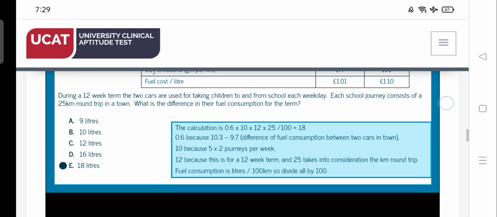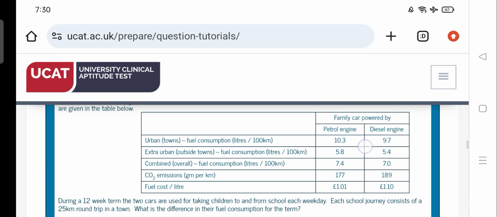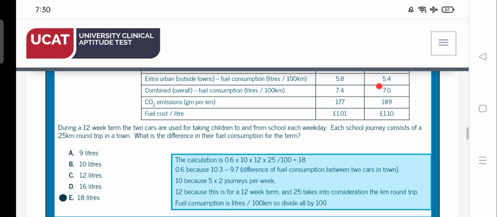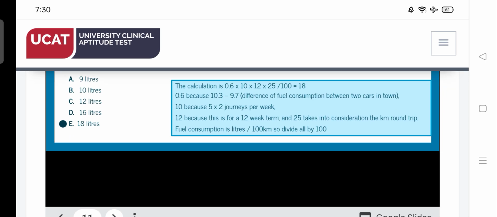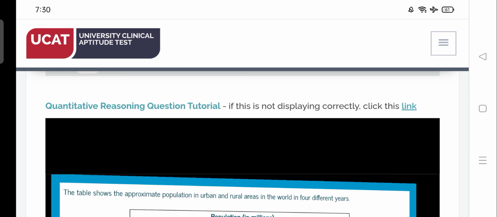So here the calculation is 0.6 times 10 times 12 times 25, divided by 100, equals 18. The 0.6 comes from 10.3 minus 9.7; you can use these data from here. So that's how you choose option E, 18 liters, as the correct answer.